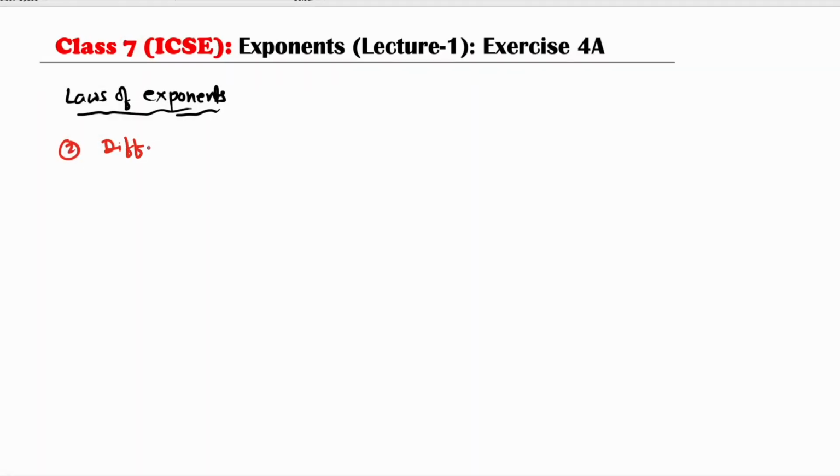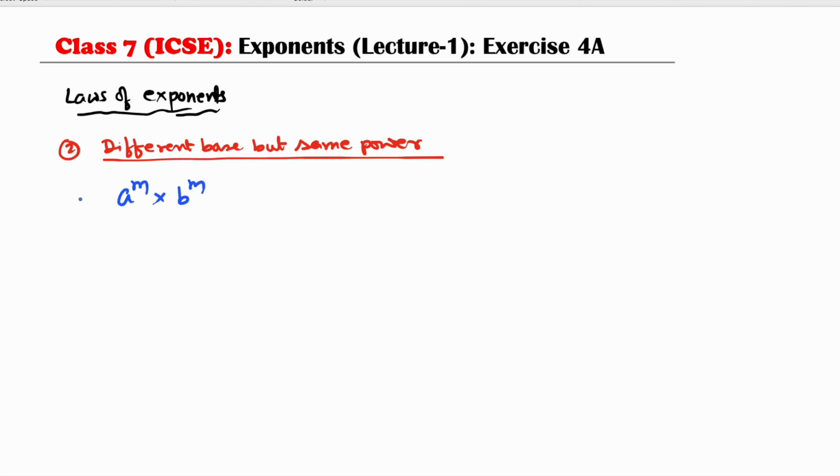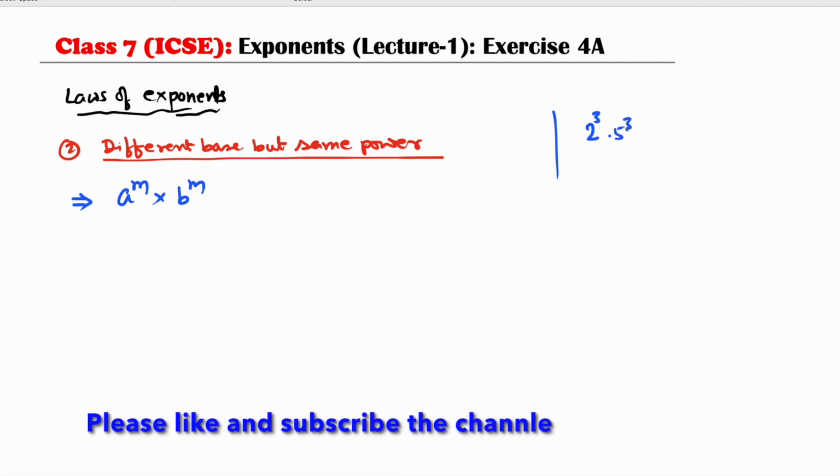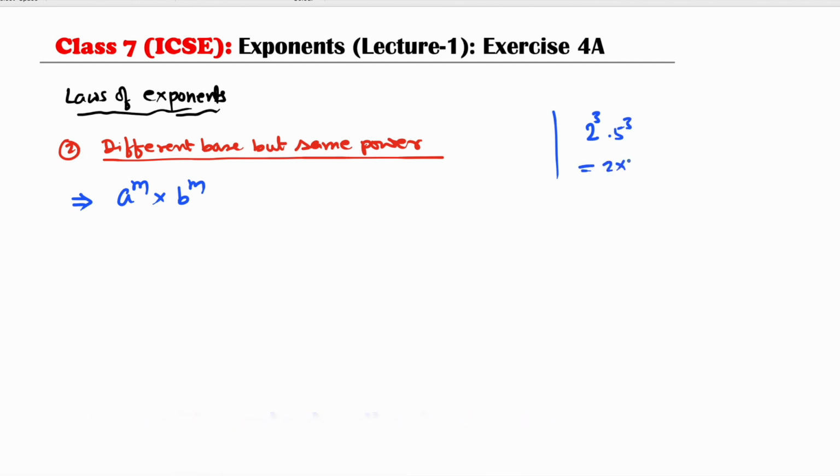Different base but same power. Suppose the base is different but the power is the same, then what do we do? We have written a to the power m into b to the power m. So what happens here? We merge the numbers. Suppose we have written 2 to the power 3 and 5 to the power 3. What does it mean? It means 2 into 5, to the power 3. So this is 10 to the power 3. Suppose we take the reverse of this.